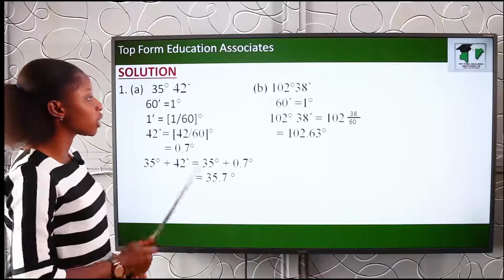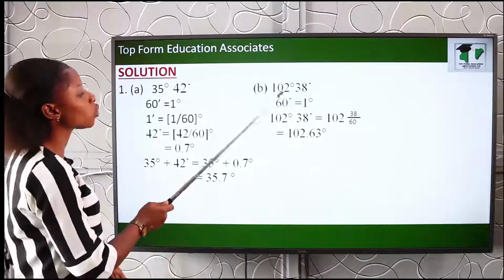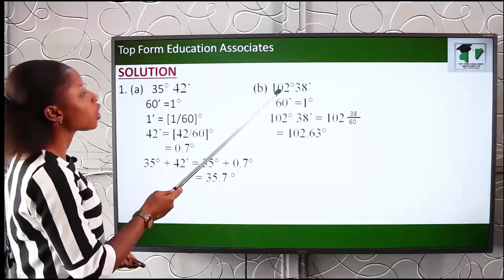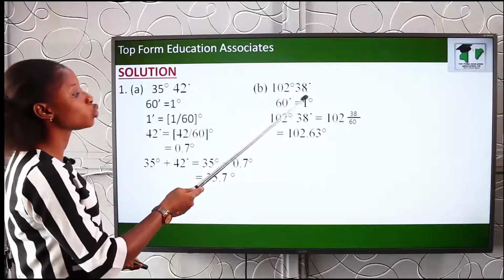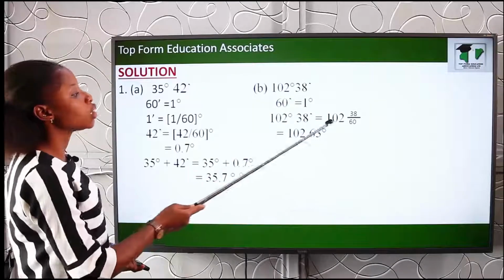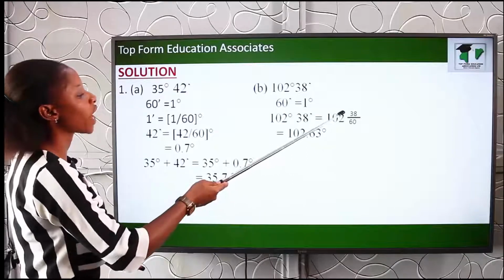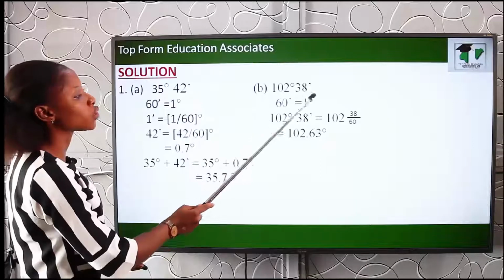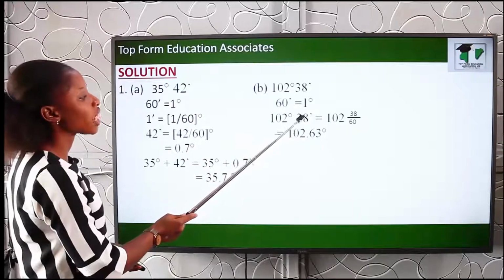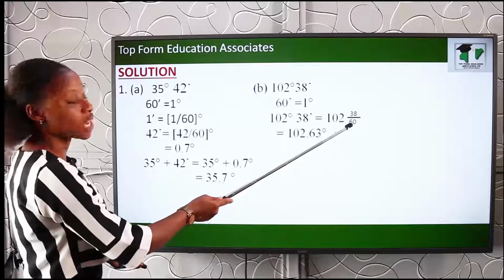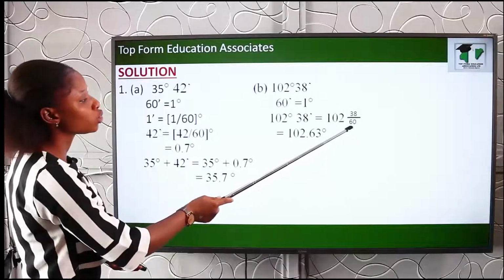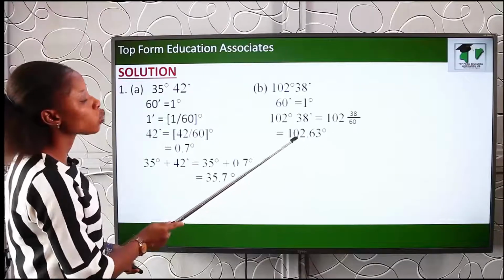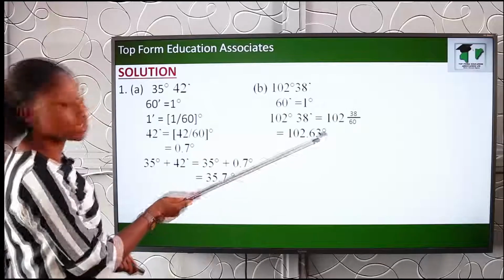It's a very, very easy calculation. I hope you got that. Now, the second one, we have to do the same. We're going to use the shorter method here. We are just going to convert 102 degrees, 38 minutes to decimals of a degree. So we're going to just divide 38 over 60 here, because 60 minutes will give us 1 degree. So 38 minutes will be 38 over 60, and when we do the sum, we're going to get 102.63 degrees.